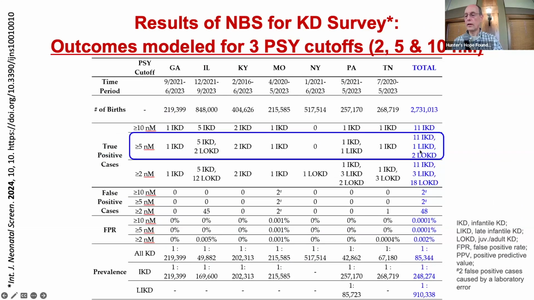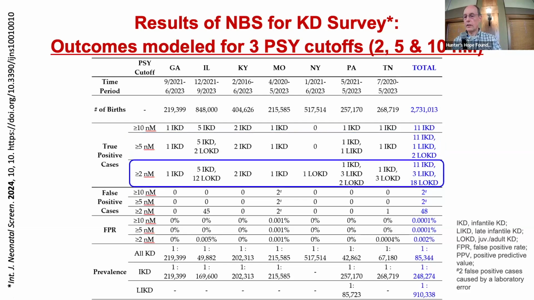You also identify one late infantile Krabbe disease case and 2 late onset cases. And these late onset cases at this point are defined as patients that have elevated psychosine, low GALC activity, a genotype that is consistent with Krabbe disease, but they don't have yet symptoms in most instances.